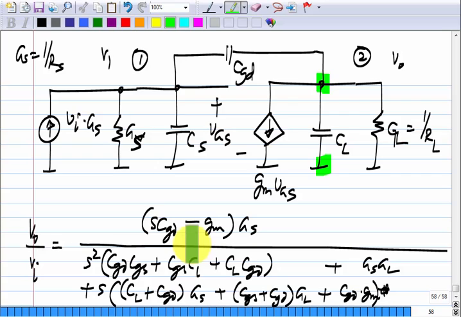So, it is of course a second order expression as you expected, and also it has a 0, right? It has two poles and how many zeros? One zero. What is the frequency of the zero? Yes, Giridhar. What is the frequency of the zero? GM by CGD. Is it plus GM by CGD or minus? Plus, yeah, it's in the right half plane.